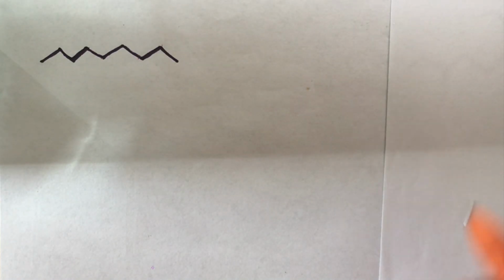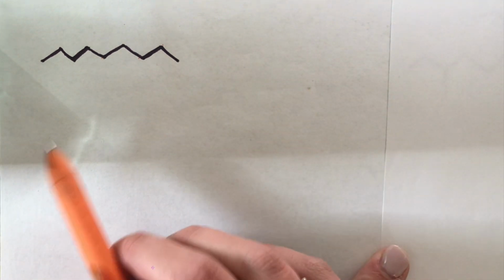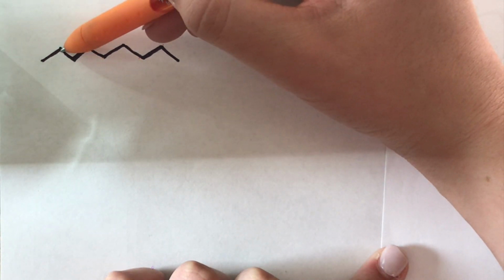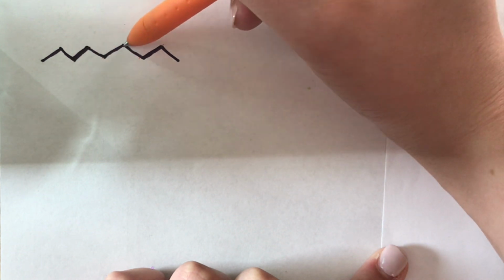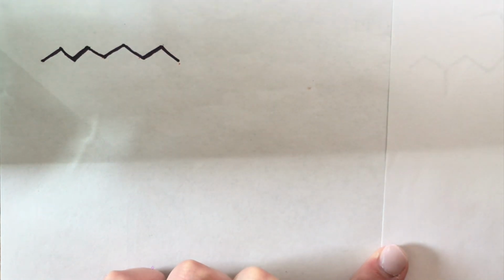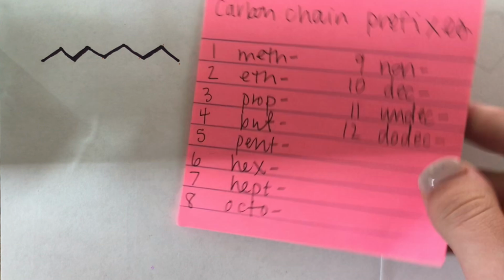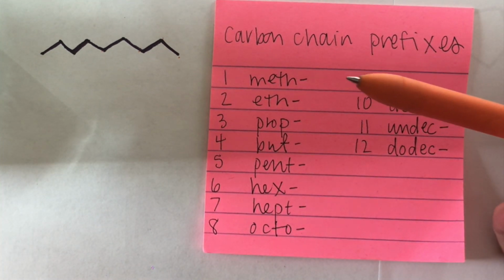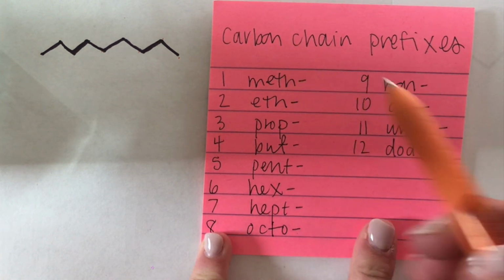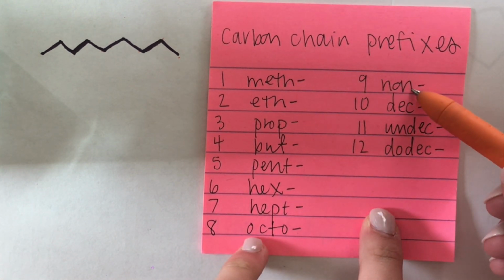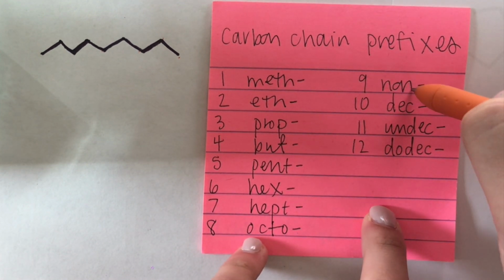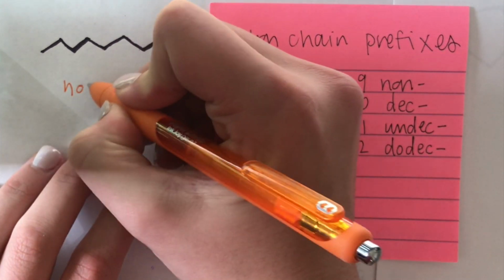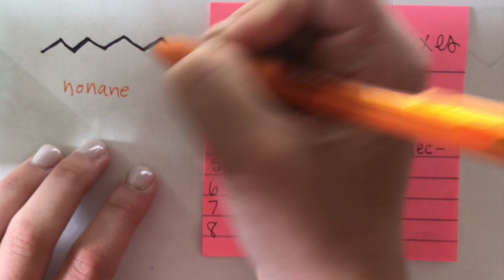So we are going to start with talking about how to name just a simple alkane. Here we have 1, 2, 3, 4, 5, 6, 7, 8, 9 carbons. And here is a little list to help you out with the prefixes of carbon chains. Since we counted 9 carbons, we'll have a non, and since it's an alkane, we're just going to have an ane at the end. So this right here is a nonane.